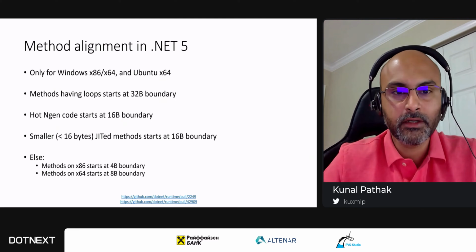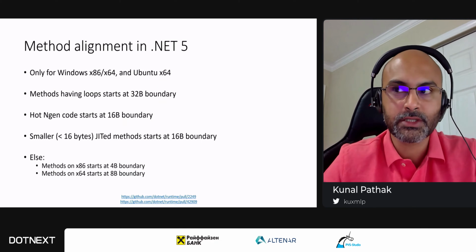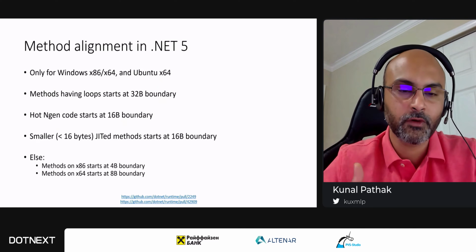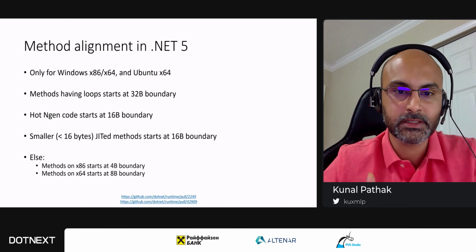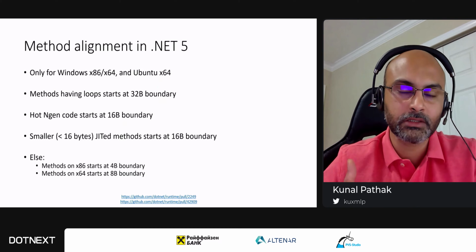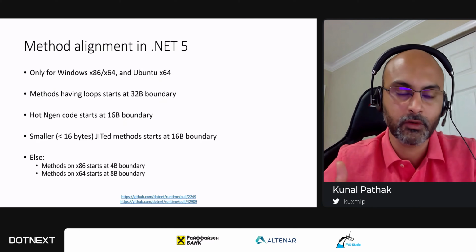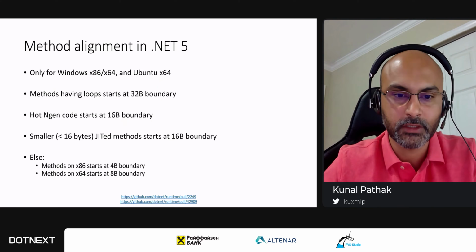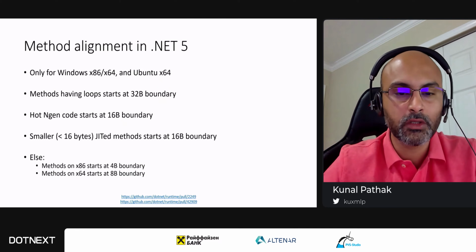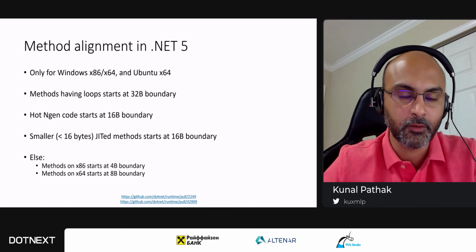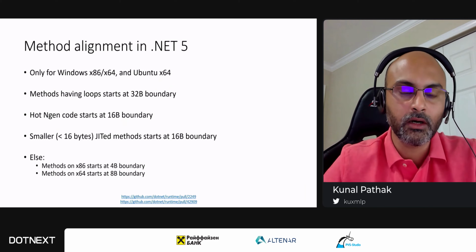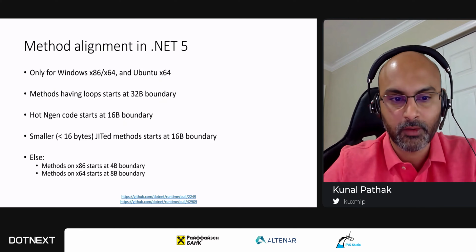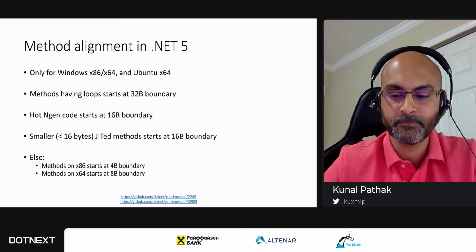Now in .NET 5, we started doing method alignments, and what that means is we started aligning the method start at the 32 byte boundary. We did it just for certain architectures like Windows and Ubuntu x86 and x64. But if there are hot methods in the ReadyToRun code, we just align it to a 16 byte boundary instead of 32 byte boundary. And smaller JIT methods also start at a 16 byte boundary, so they are not at a 32 byte boundary. And all the other methods that don't have loops just start at a 4 byte or 8 byte boundary depending on what architecture they are for.